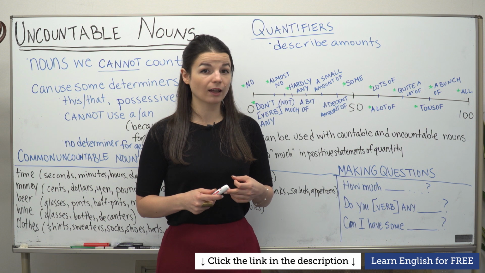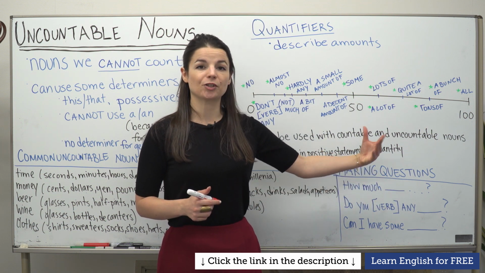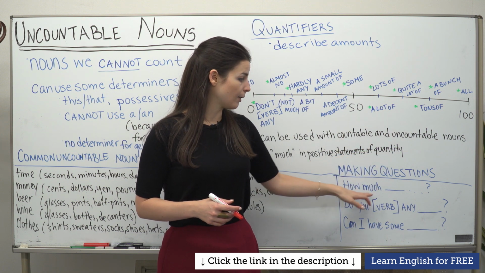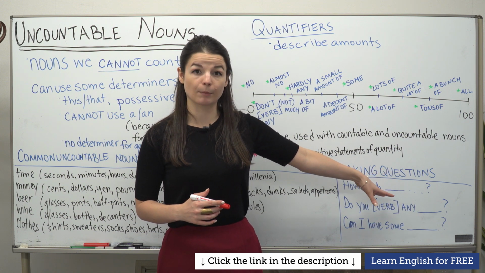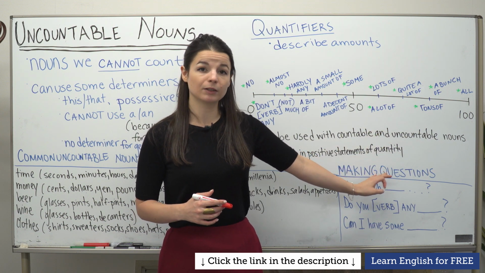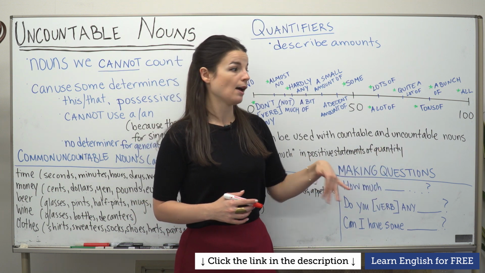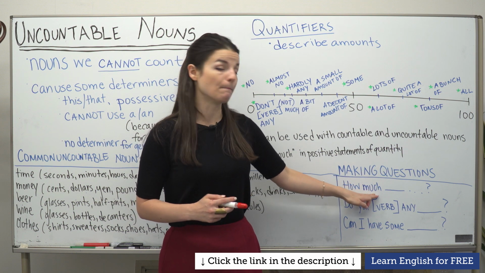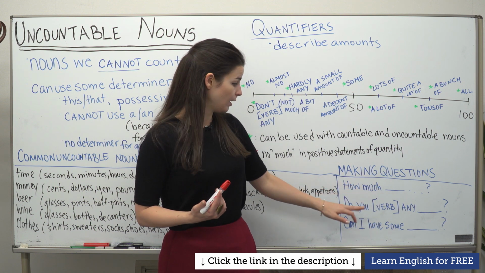If you're using an uncountable noun, you need to use how much plus your noun. How much time, how much money, how much beer, for example. There's no S to add at the end, there's no plural form that we need to think about. Just the uncountable noun and any other information. How much beer did you drink? How much time do you have, for example? So please use much when you're making a question with an uncountable noun.